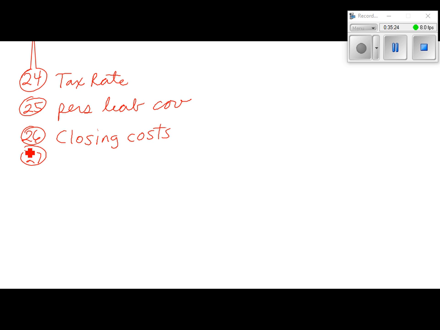27 pays for hospital expenses and for non-family members injured on your property. That's your medical coverage. 28 pays for expenses for living away from home while your damaged home is being repaired. That's loss of use coverage.